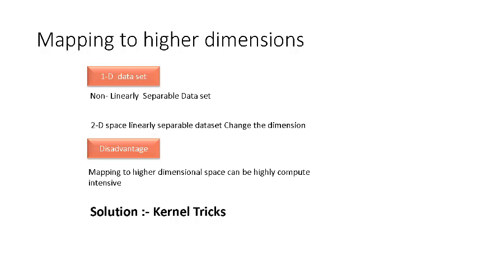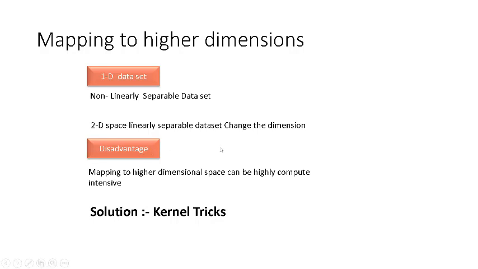There is a very easy thing: if we change the dimension, then data that were not linearly separable may become separable. So if it is in 1D and I convert it into 2D, there is a chance to separate these two sets of data points. But there is a disadvantage. What is that? Mapping to a higher dimension can always be highly compute intensive. So this is where the kernel trick is the solution.